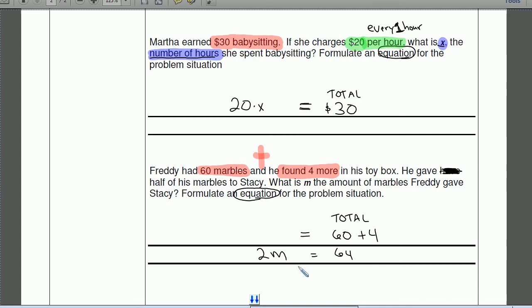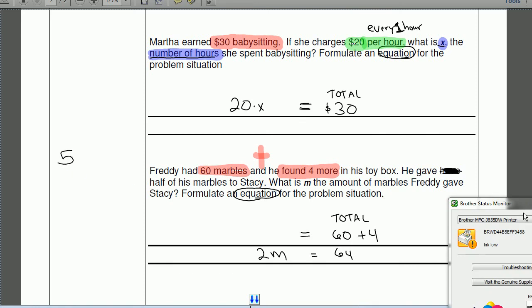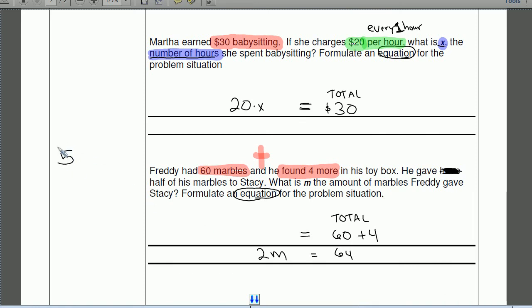Okay, let's see how I come up with that. Let's not worry about these numbers for right now. Let's say m, the number of marbles that Freddy gave Stacy, was 5 marbles. And I know that he had a total of 10 marbles to begin with, and he gave Stacy half of those. I know half of it is 5, right? So if I multiply 2 times 5, that's going to give me that 10.